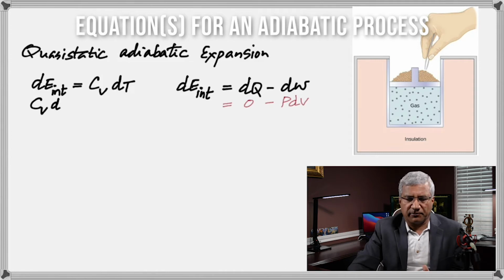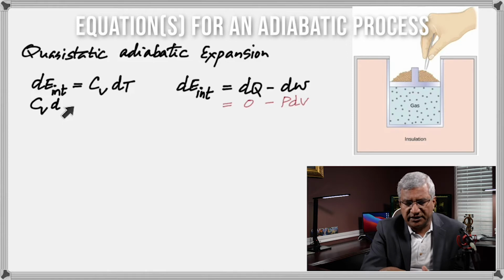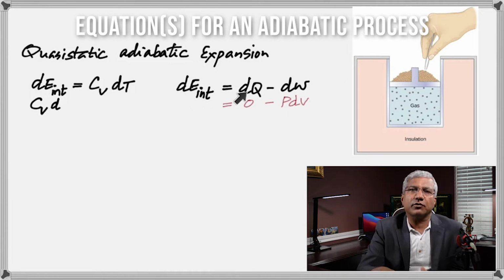Almost not moving. And then we know that the change in internal energy is CV dT, where C sub V is the specific heat at constant volume. We also know that for an adiabatic process, dQ is 0. There is no heat exchange.